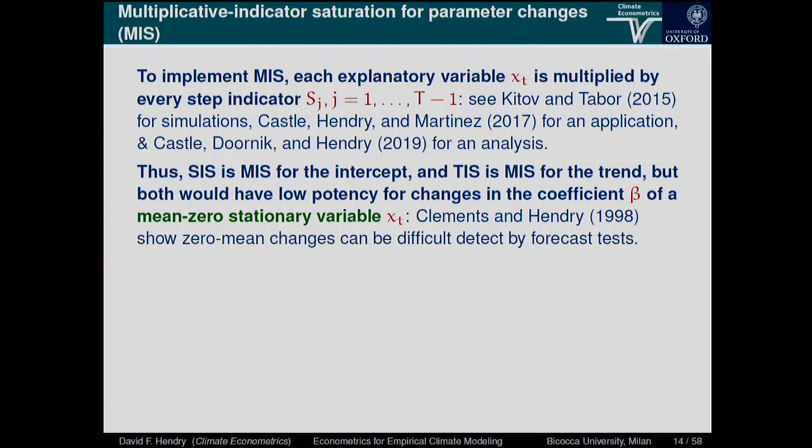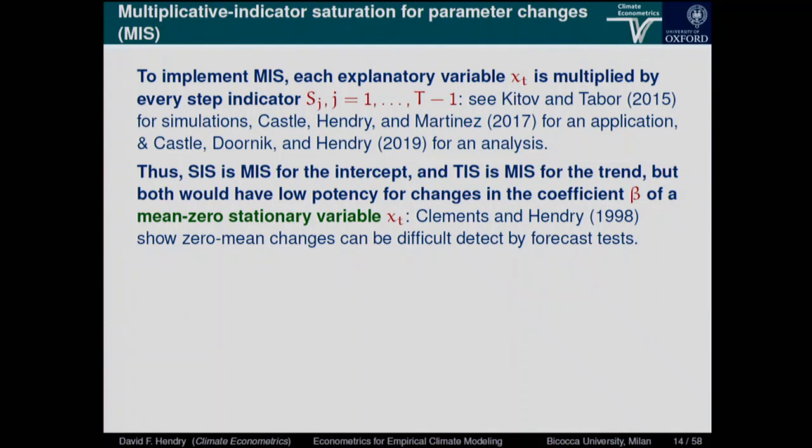Now, if we look back and think about what step indicator is, step indicator is allowing for a shift in the intercept. It's multiplying the intercept by every step and then trying to see if the intercept moves. So that's a location shift. Trend indicator saturation is simply doing the same thing. It's multiplying the trend at every point by the steps.